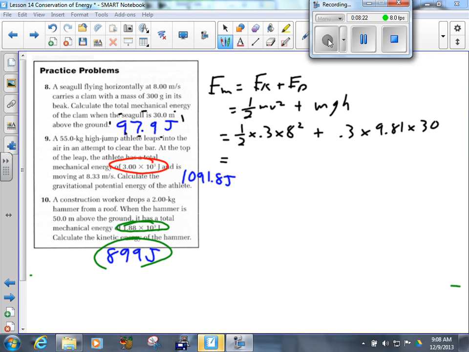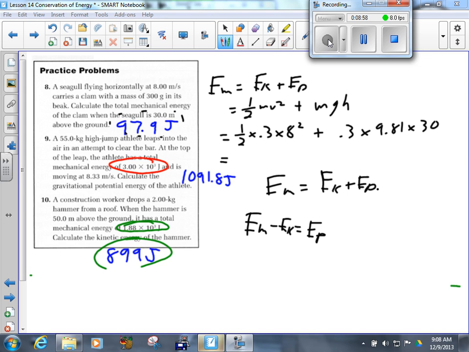Okay, so you got this 55 kilogram high jump athlete leaps into the air, okay, clearing the bar. When they clear the bar, they have 3,000 joules, okay, of mechanical energy and are moving at 8.33 meters per second. They want us to calculate the gravitational potential energy of the athlete. So if we go back to this initial formula, EM equals EK plus EP. How do I get EP? Right, subtract EK from both sides. All right, so EM minus EK will give me the potential energy of the athlete.